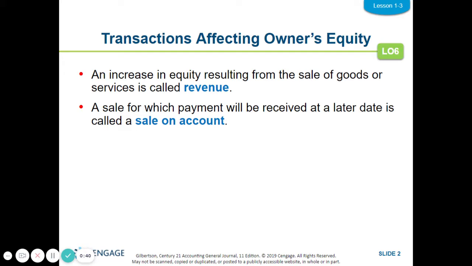Sometimes you will allow businesses to pay you at a later date. So just like in the last video where we went and bought supplies on account and we paid for them at a later date, we're going to allow some of our customers to pay us at a later date.